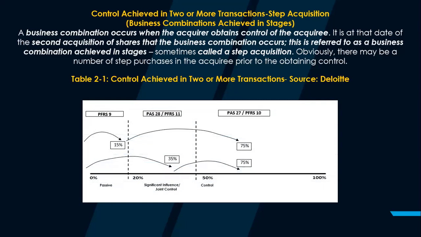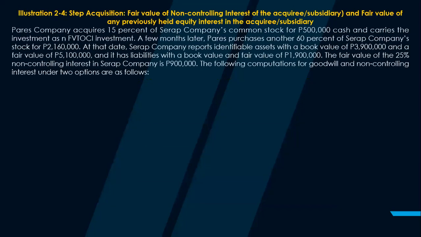Okay, so we have now PFRS 9 with 15%, PAS 28 and PFRS 11 with 35%, and PAS 27, PFRS 10 with 75%. From 0 passive to 20% significant influence or joint control, and control up to 100%. Step acquisition: fair value of non-controlling interest of the acquiree, subsidiary, and fair value of any previously held equity interest in the acquiree.